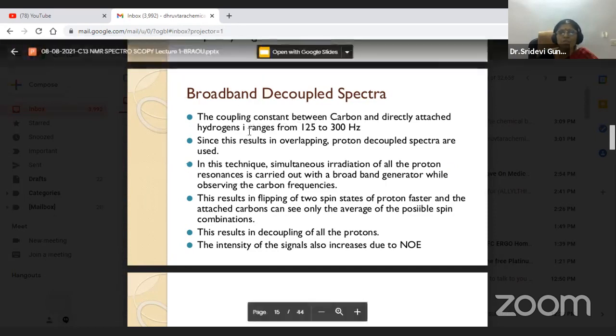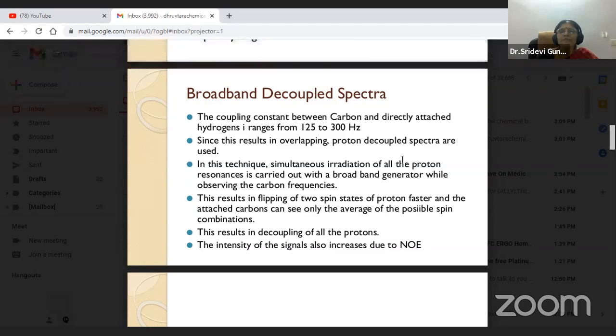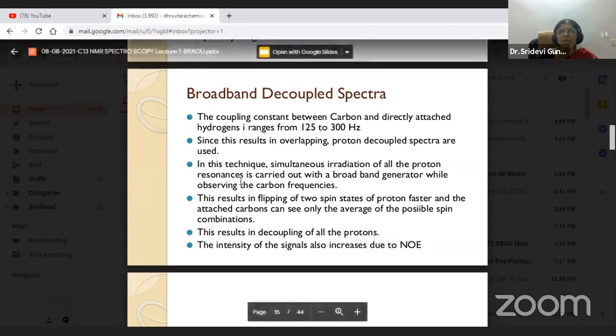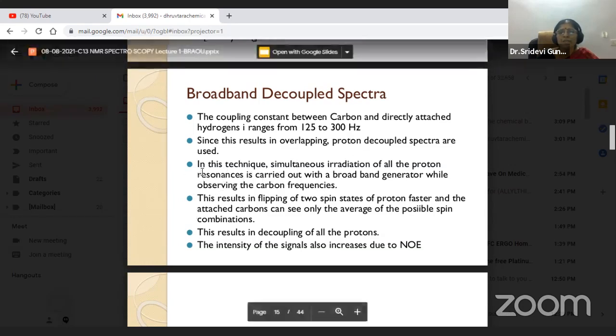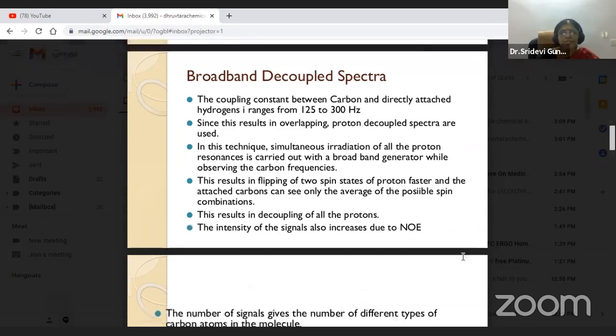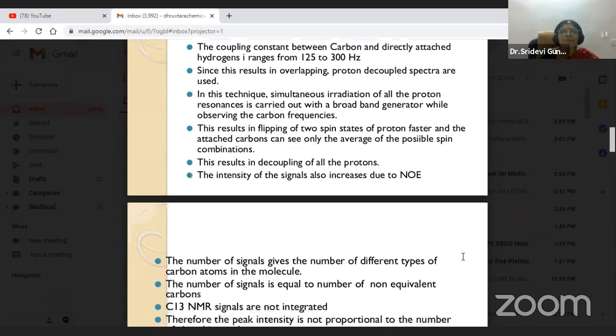Because those protons are simultaneously irradiated with the proton frequency range corresponding to all the protons present in the molecule. So then what happens? The carbon is not able to see the attached hydrogens in different spin states. It can see only the average spin state. That is the reason why it is decoupled. Only the carbon signal is observed, it will not undergo any splitting. Okay, this results in decoupling of all the protons.